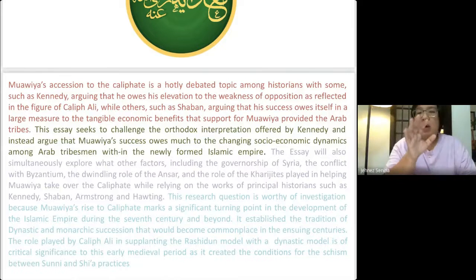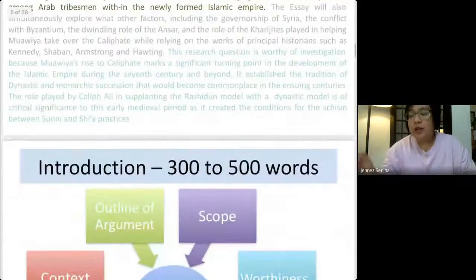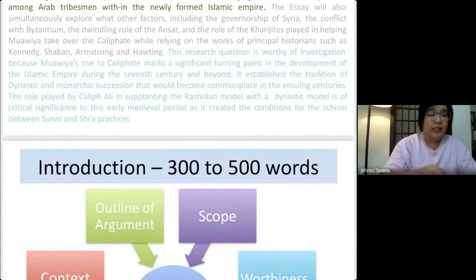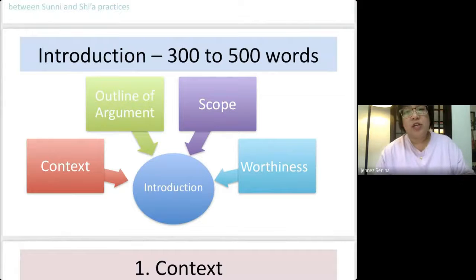So let me talk about these four components. And as I talk about the four components, think about how you will be writing it for your essay. Okay. So if you were tuning out earlier, come back and listen to the four components of your introduction. Your introduction is about 300 to 500 words. As I've mentioned to you before, the introduction and the conclusion together will be about 1,000 words. So this is a good amount of words that's part of the 4,000 words.